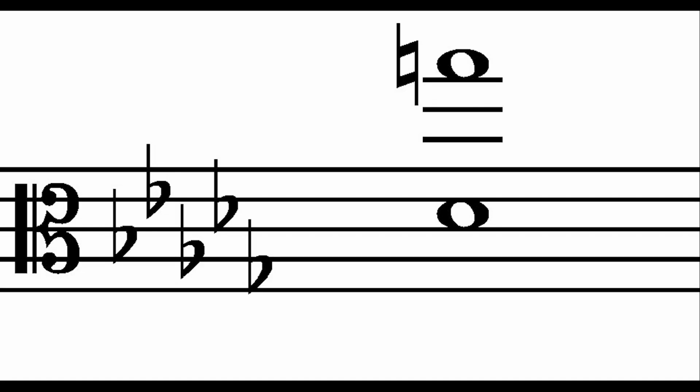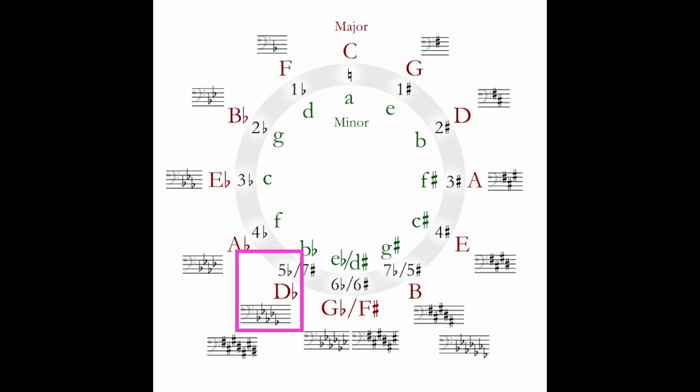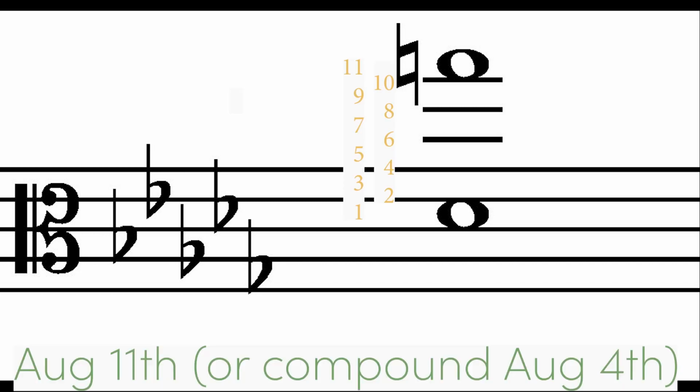In this example, we've got a G natural over a D flat, which means it's an 11th or a compound fourth. So the question is, is there a G natural in the key of D flat? Well, no, it should be a G flat. We can see from our key signature, this is 1 semitone higher than G flat, which means it's an augmented 11th or a compound augmented fourth.